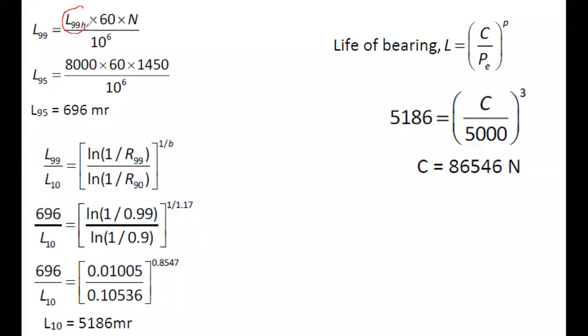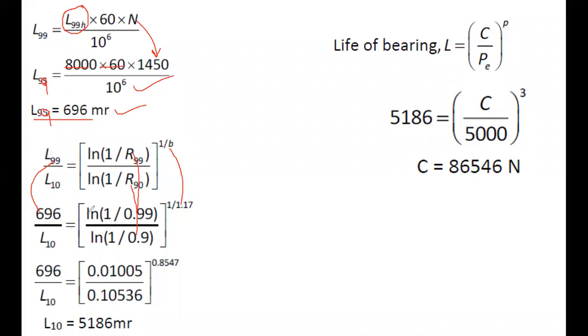Life at 99% reliability in hours is 8,000 into 60 into N, which is given in the numerical, 1450, divided by 10 raised to 6. So L99, sorry, it's a typo error, L99 is 696 million revolutions. R99 is going to be 0.99, R90 is going to be 0.9 and B value is 1.17.